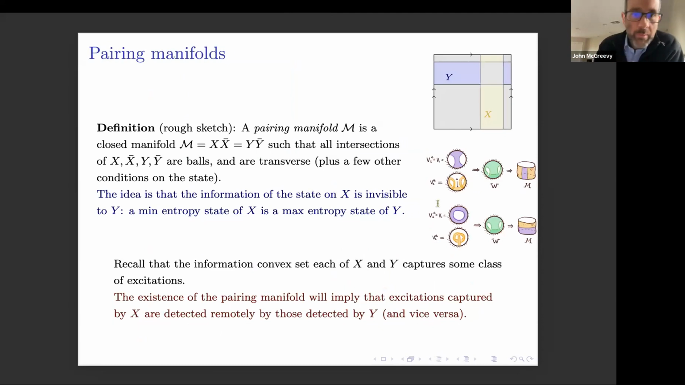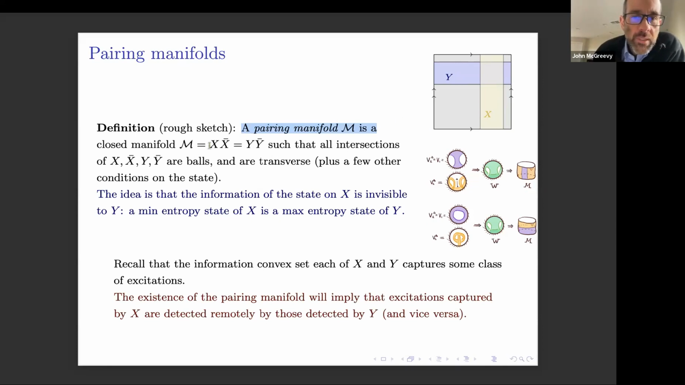And now the most important application of this so far is this notion of a pairing manifold. It's actually a pretty restrictive definition. It's a closed manifold which can be cut in half in two ways. Here's a picture of the torus, which is a pairing manifold. We can cut it vertically into two annuli, X and its complement, or we can cut it horizontally into Y and its complement, which are also annuli.